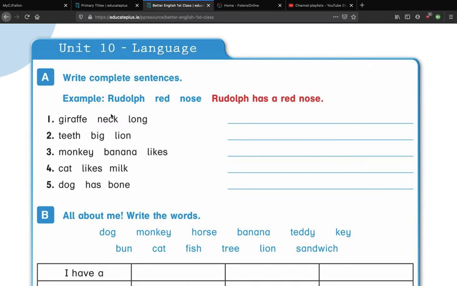You could say a giraffe's neck is long. Or you could say long necks are on giraffes. But I suppose, yeah, you'll probably use it in the same order in this one. Giraffe, neck, long. A giraffe has a long neck. So you could say word 1, word 2, or word 3, and then word 2. Teeth, big lion. Monkey, banana likes. Cat likes milk. Dog has bone. And write them as complete sentences.